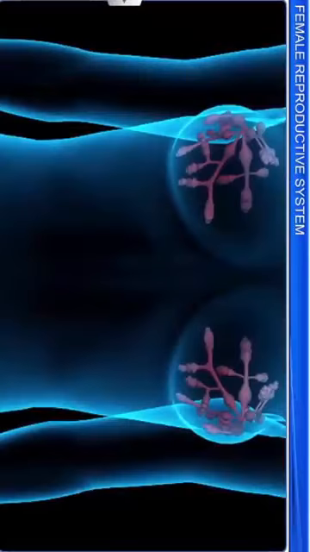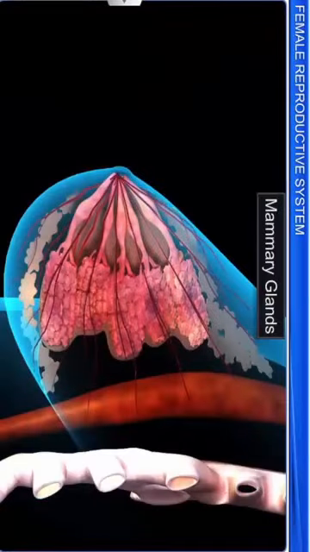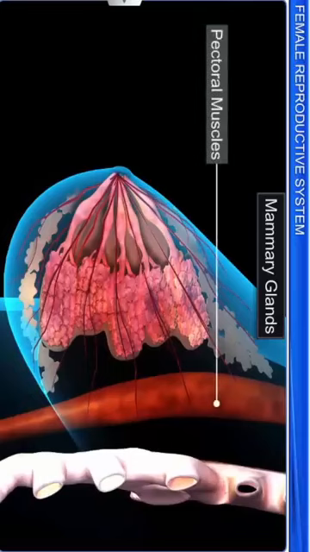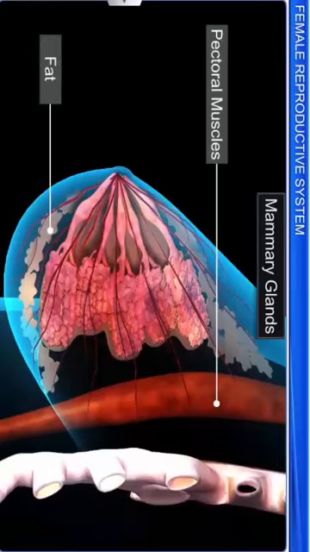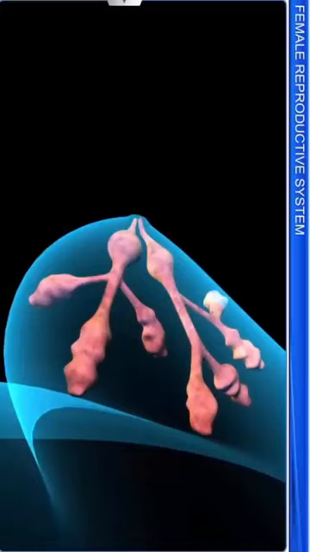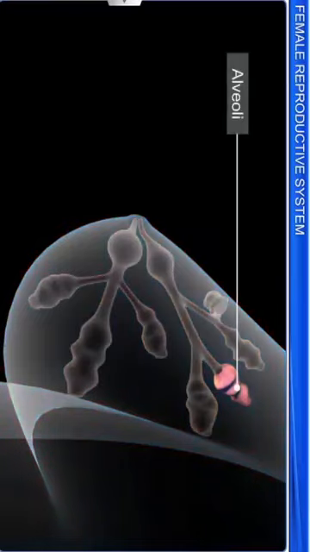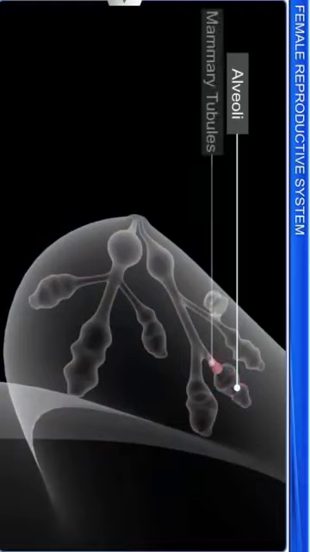The female reproductive system is supported by the mammary glands. The mammary glands or breasts are modified sweat glands that lie over the pectoral muscles. They contain glandular tissues and a variable amount of fat. Internally, each breast is divided into 15 to 20 mammary lobes containing clusters of cells called the alveoli. The alveoli open into the mammary tubules.